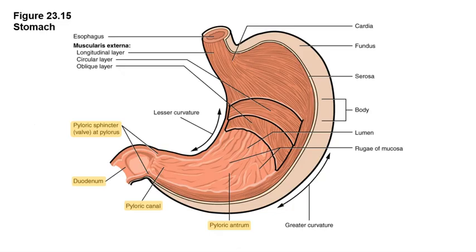At the distal end of the stomach is the pyloric antrum and the pyloric canal, which are funnel-shaped regions that lead into the duodenum of the small intestine. The pyloric sphincter or pyloric valve regulates the flow of chyme from the stomach to the duodenum.